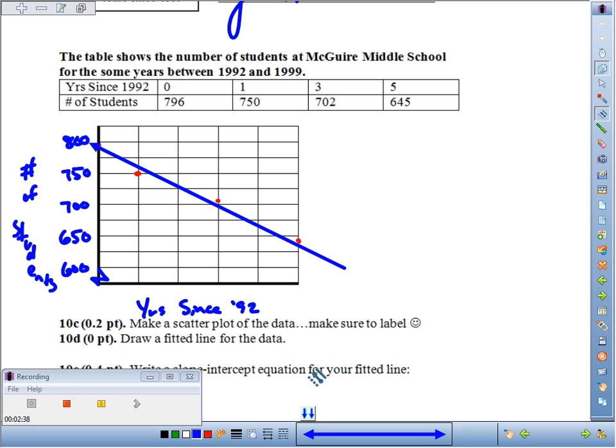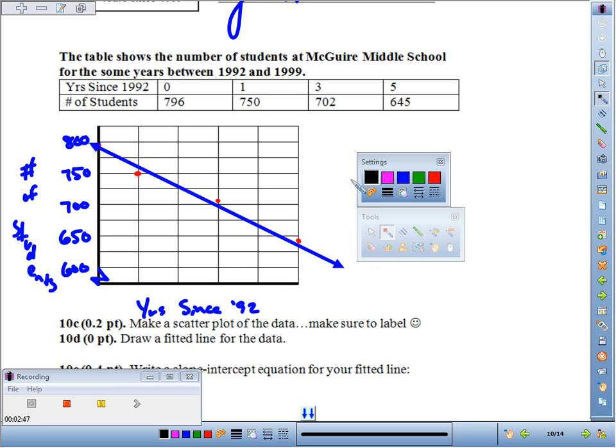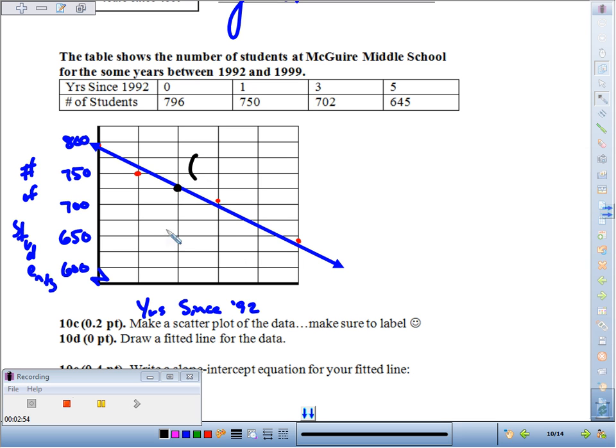And then the last part, we're supposed to find an equation for that line. Now, the key to finding an equation is using points on your line. They don't have to be red dots. Okay, I'm going to use this point. I can almost clearly identify that point as (2, 725). And then another point that I can see, it doesn't have any other perfect intersection spots, so you can estimate something pretty close, though. I'm going to use this point right here. That looks like it's about (4.5, 650).